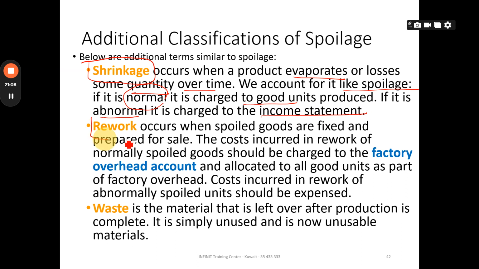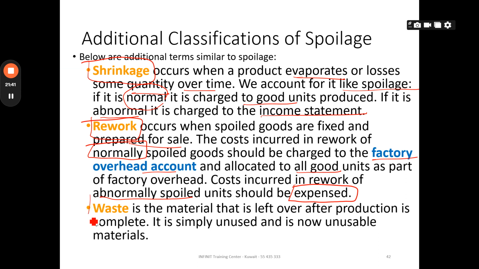Same like that, you may have rework, which occurs when spoiled goods are fixed and prepared for sale. So you are reworking on some of the spoiled units and you are spending money on it. When it is normally spoiled, you are working on normally spoiled goods, that cost will be charged to the factory overhead account and allocated to all good units. But if it is abnormally spoiled, the cost spent on those units will be expensed.